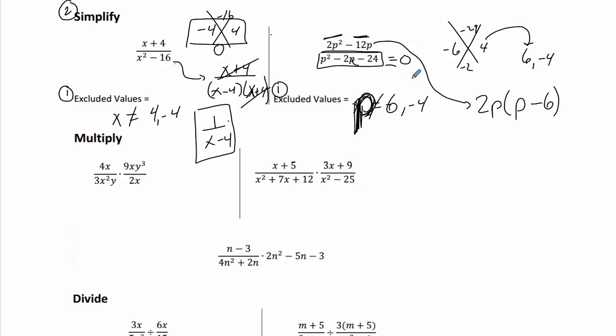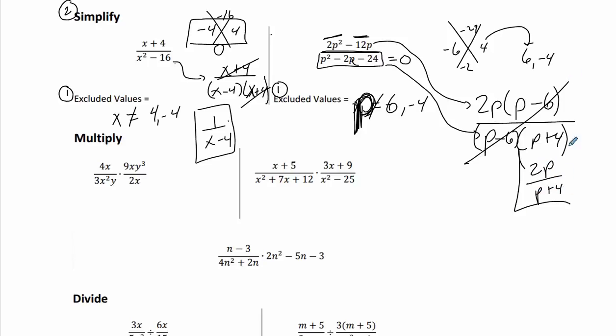My denominator is going to be, remember from the box here, p minus 6, p plus 4. Now what's the same? Binomial, binomial, gone. 2p over p plus 4. That is your answer for this problem right here.